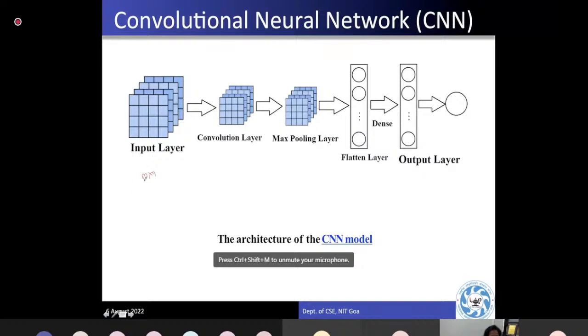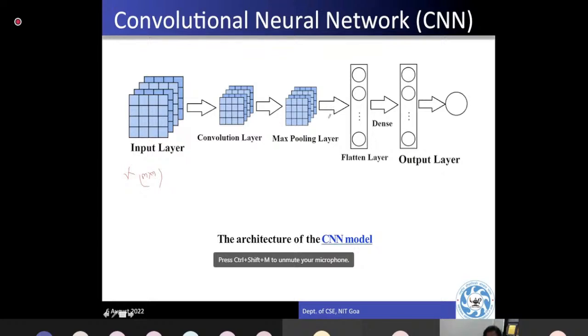So m cross n is the matrix size, and let us assume there are k number of matrices, not necessarily diagonal matrices. It could be any size of matrix. The convolution layer, what it does, and there is another layer called the max pooling layer. All these I will explain in a little more detail.